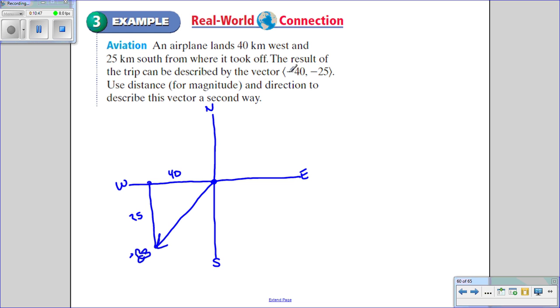The result of the trip can be described by the vector negative 40, negative 25. Negative 40 meaning going left on the x, 40, and going down 25. So this vector down here is described as negative 40, negative 25. Now we're going to use distance for magnitude and direction to describe this vector in a second way. So there's two steps to this process. First is to find the distance or the magnitude. So let's talk about the magnitude.